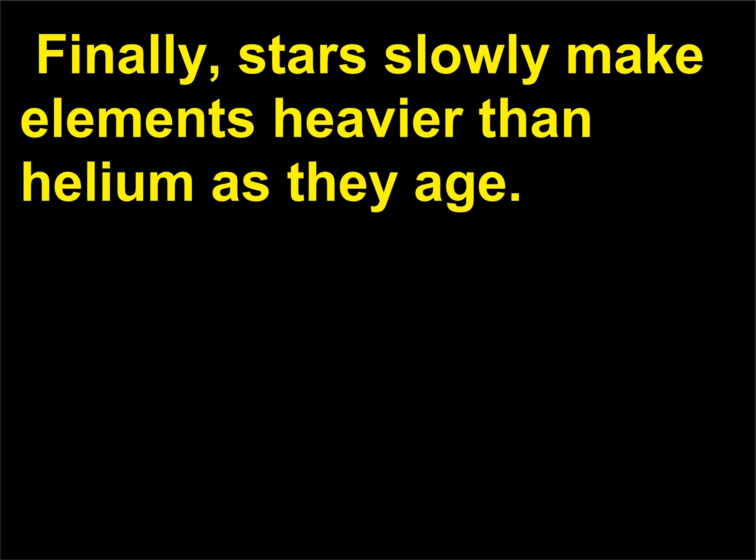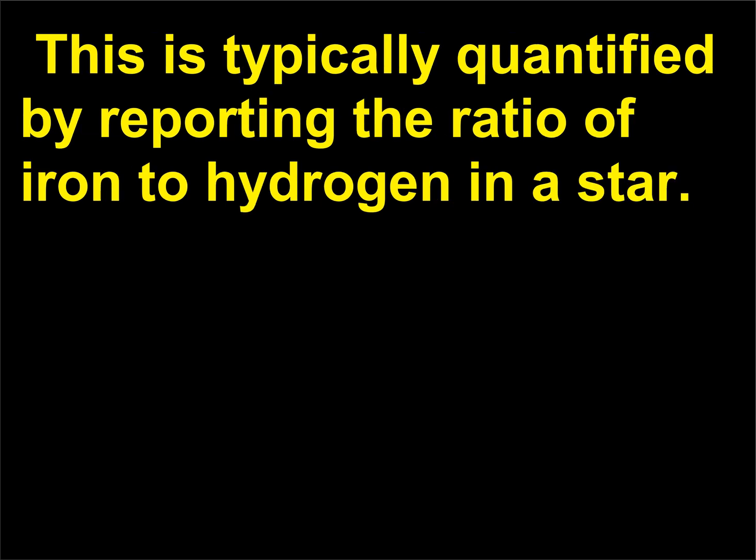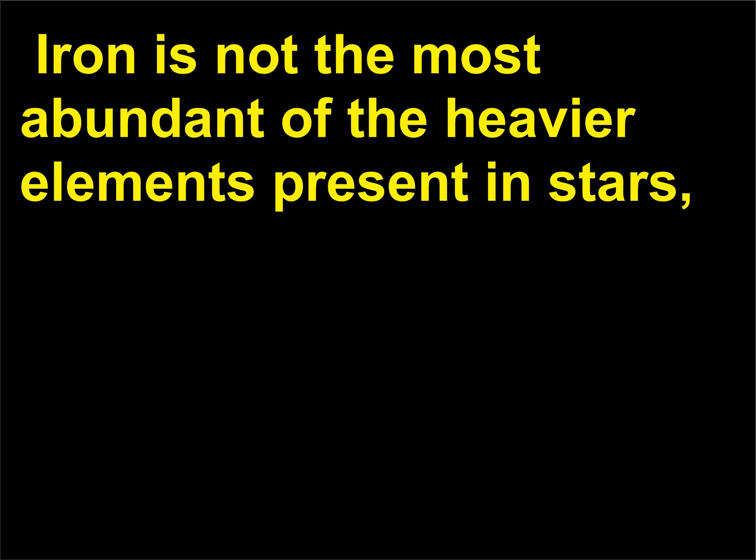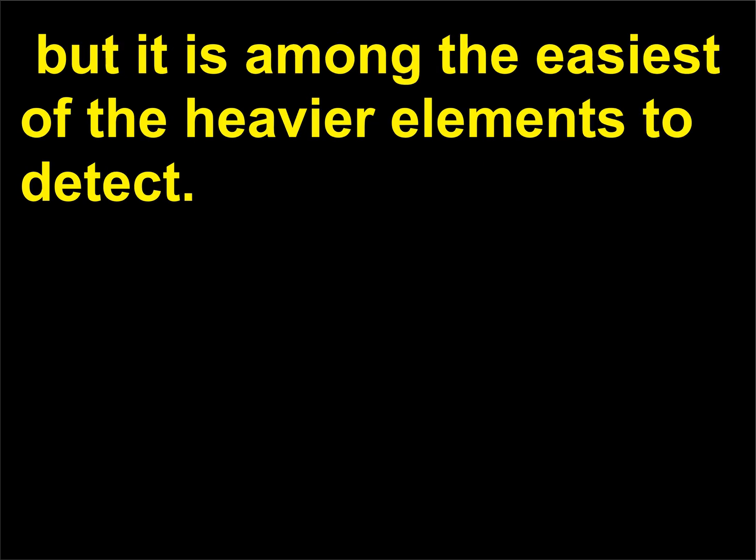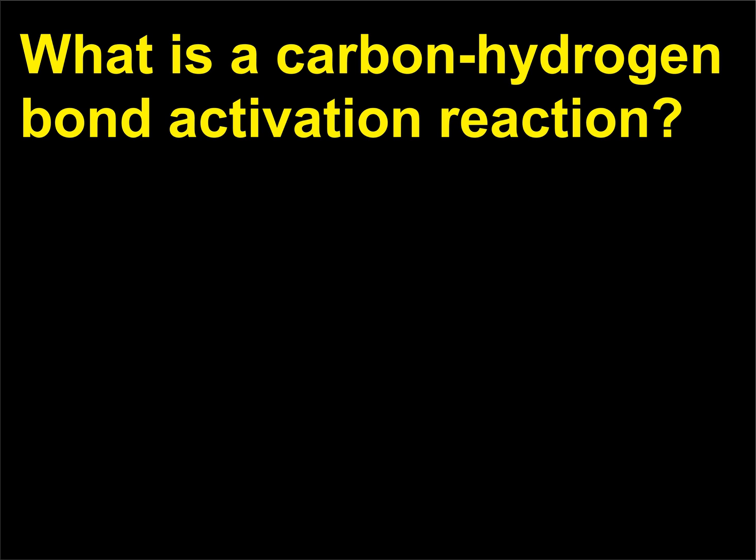Finally, stars slowly make elements heavier than helium as they age. This is typically quantified by reporting the ratio of iron to hydrogen in a star. Iron is not the most abundant of the heavier elements present in stars, but it is among the easiest of the heavier elements to detect. What is a carbon-hydrogen bond activation reaction?